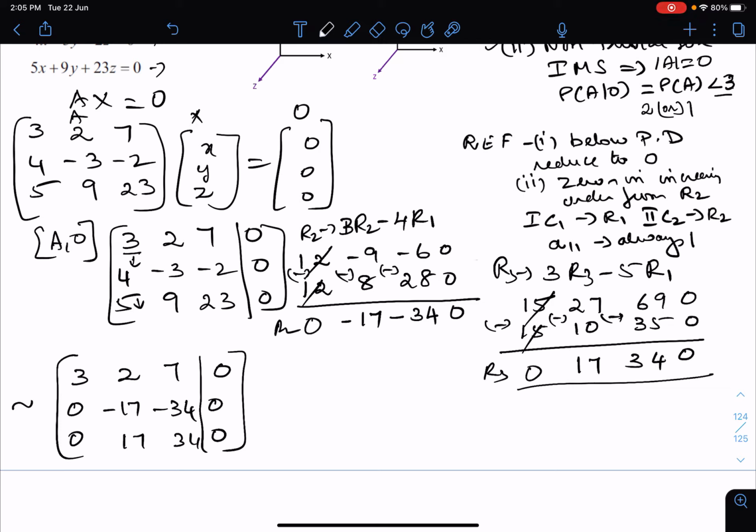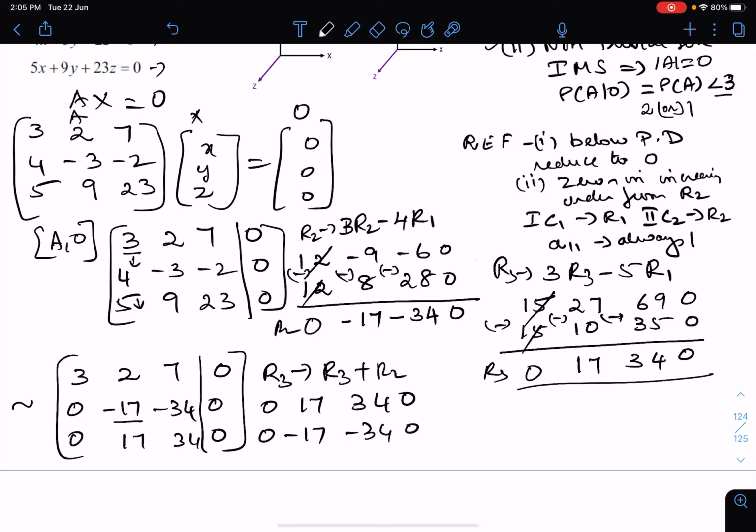Now you are going to make this below this 17, 0. For that you are going to get the help of row 2. Okay. So what are you going to do? Just if you add the row 1 and row 2 and row 3, you will get it as 0, isn't it? So row 3, you are going to just plus with row 2. So 0, 17, 34 and 0; 0, minus 17, minus 34 and 0. So all are of equal and opposite signs. So the whole row becomes 0.